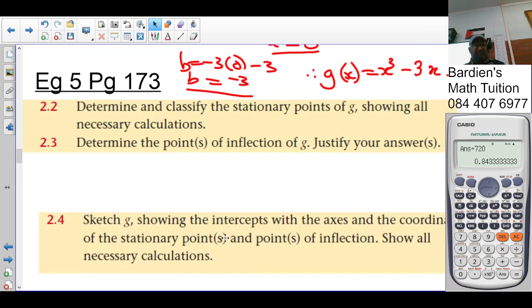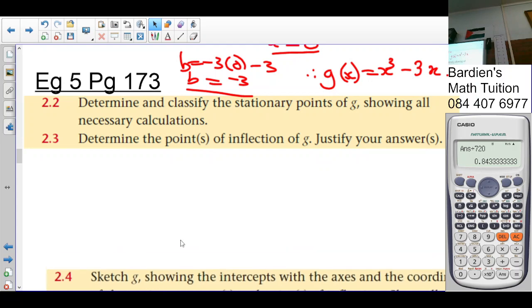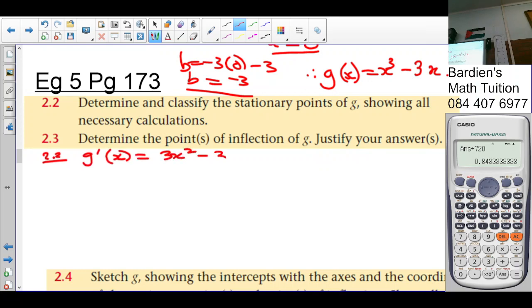Alright, so determine and classify the stationary points, showing all necessary calculation. To determine the stationary points is going to be my first derivative. Number 2.2. So g prime of x equals 3x squared minus 3. Not so? I say that equal to 0. I divide by 3: x squared minus 1 is equal to 0. x squared is equal to 1. So x is equal to plus minus 1.